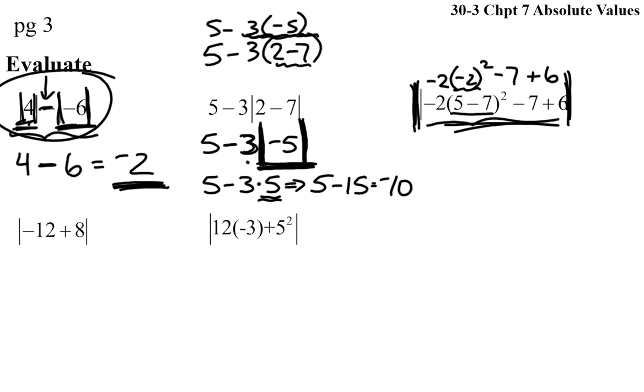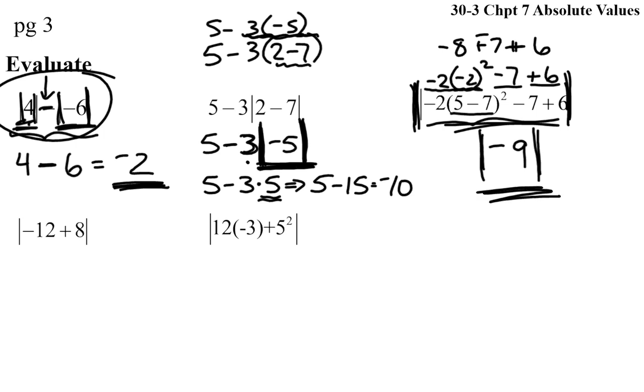So negative 2 squared is positive 4. Negative 2 times positive 4 is negative 8. Still have subtract 7. Still have plus 6. Negative 8 plus negative 7, or subtract 7, is negative 15. Negative 15 plus 6 leaves us with negative 9. But all of that's inside the absolutes. Did everything inside. Now I have absolute of negative 9. Finish it off. Absolute of any value is the positive form of it.